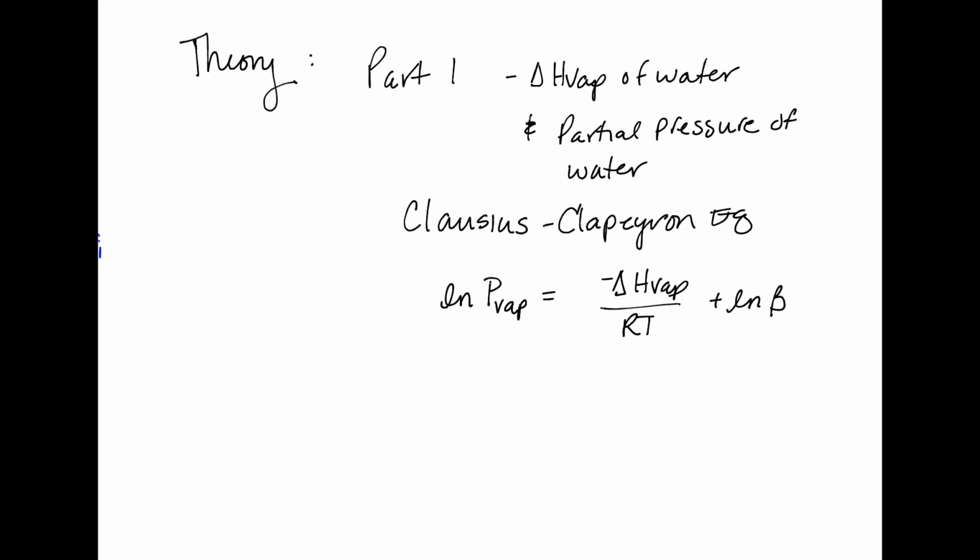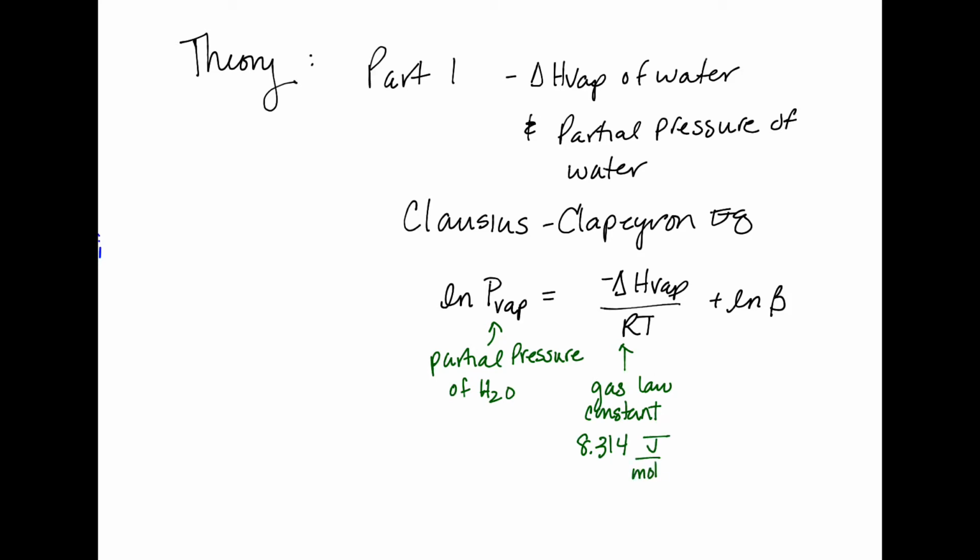Now, if you missed any of that, this is the partial pressure of whatever substance you're trying to study. For us, it's going to be water. R is the gas law constant, and it has different units than what we're used to. It's 8.314 joules per mole K. We also saw that gas law constant when we were doing fusion calculations.